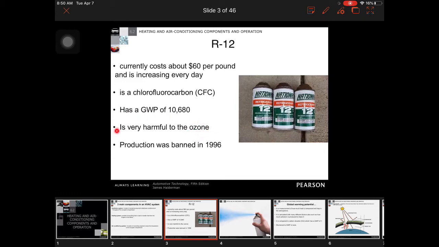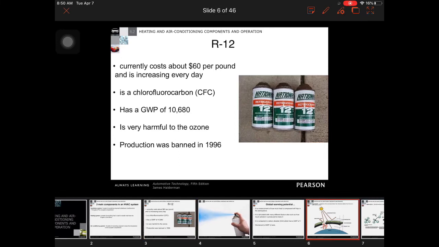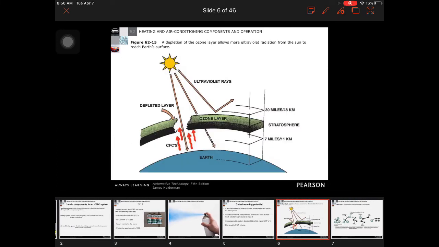So we might understand this one, and I imagine the rest of them were like, what the heck is going on? So let's just do a little bit of a refresher today on why it's harmful to the ozone, and then we're going to understand what a global warming potential actually is. So just a quick refresher.